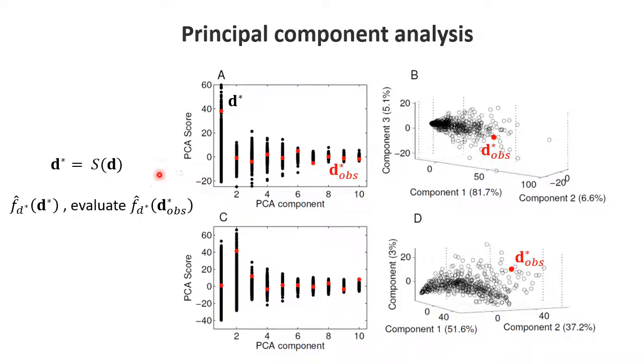So if we do principal component analysis, we get principal component scores, and we can look at these scores individually. We get the first principal component score for the D star, and also of course for the observation. A necessary condition is of course that this red dot has to be within the black dots. That's a necessary condition. It's not a sufficient condition, because we also need to look at the high dimensional space that's being created, and that's what we observe here.